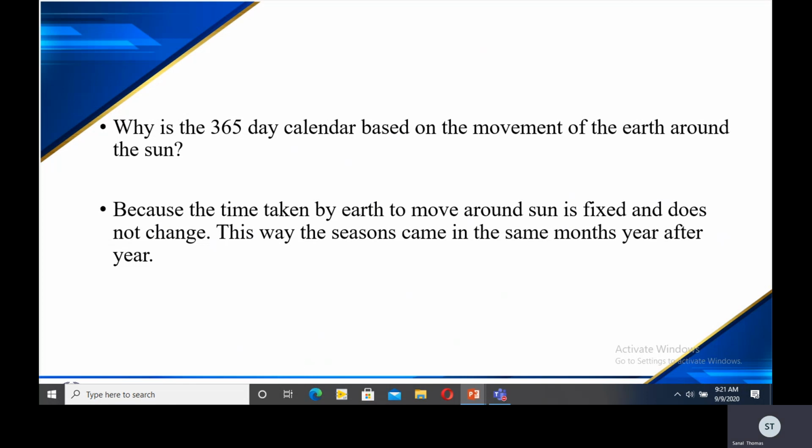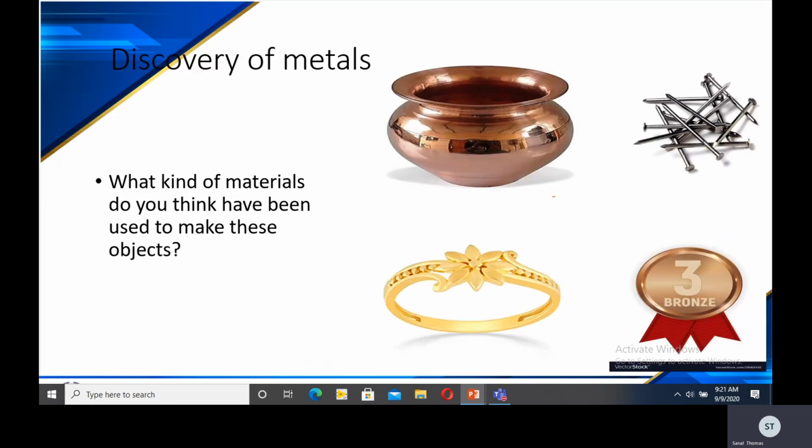Why is the 365-day calendar based on the movement of Earth around the sun? What do you think? Because the time taken by Earth to move around the sun is fixed and does not change. This way the seasons came in the same months year after year. Because of this reason, the 365-day calendar is based on the movement of Earth around the sun.